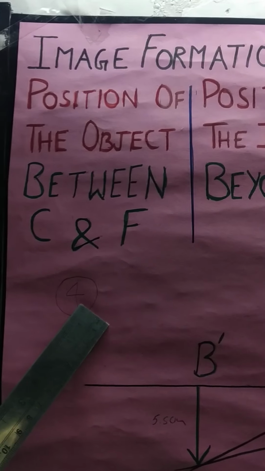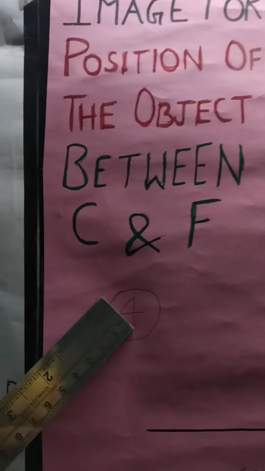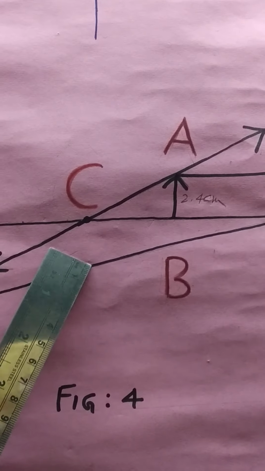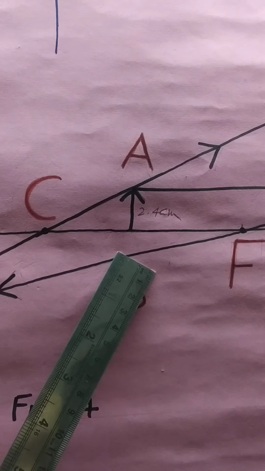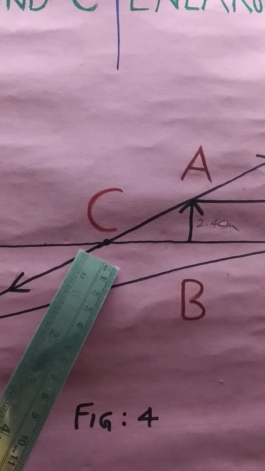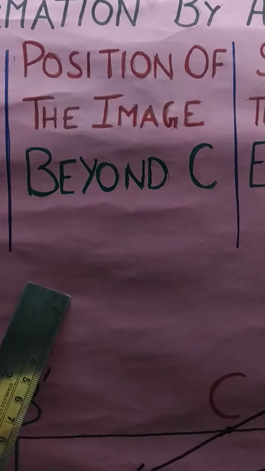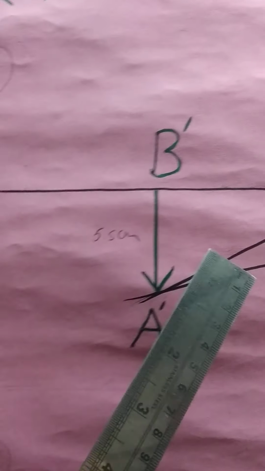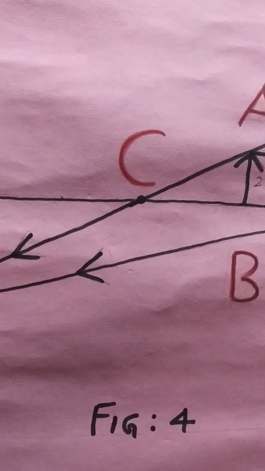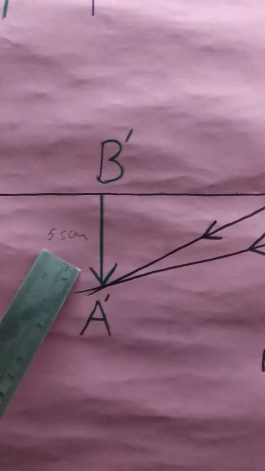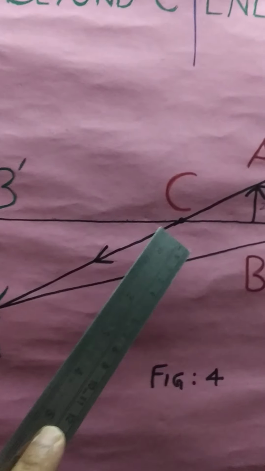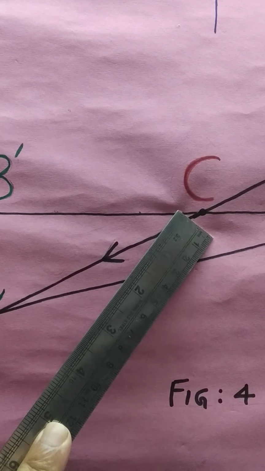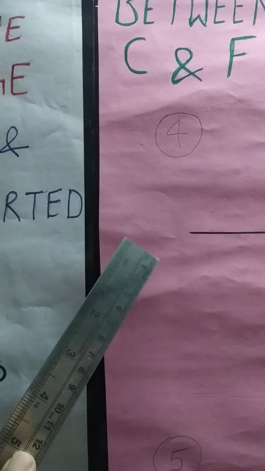Now, position of the object between center of curvature and focus. Object AB is located between focus and center of curvature. Position of the image: beyond C. That is, image B dash A dash is formed between center of curvature and infinity.